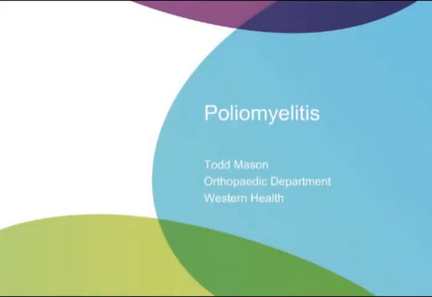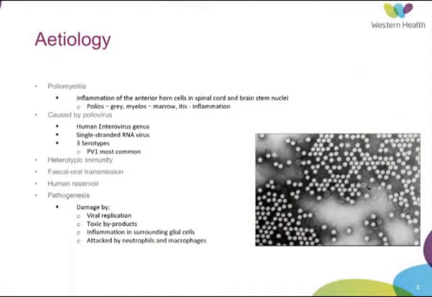Good morning. So this morning we're talking about polio. So polio is inflammation of the anterior horn cells in the spinal cord, but also the brainstem nuclei, that causes destruction of lower motor neuron units. It's caused by the polio virus, which is a single-stranded RNA virus. There's three types, polio virus 1, 2, and 3, with type 1 being the most common.